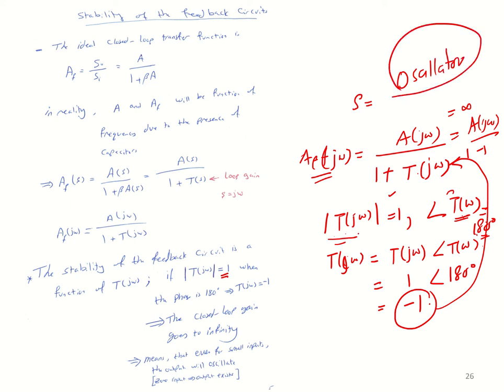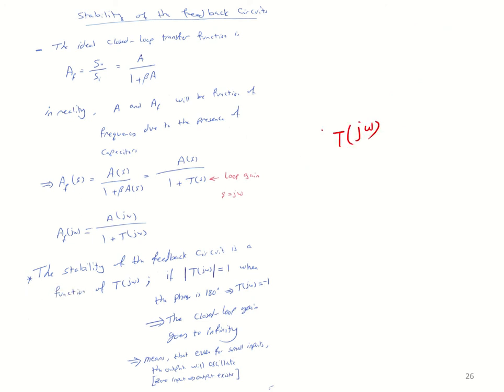So this condition, that the magnitude should be 1 and the angle is 180 degrees, is used for the oscillator case, for the generator cases. Now, to make sure that our system is stable, we have to ensure that the magnitude is less than 1 or approximately equal to 1, but the important thing is the phase of the transfer function should be less than 180 degrees. In that case our system will be stable. This is a very important condition.